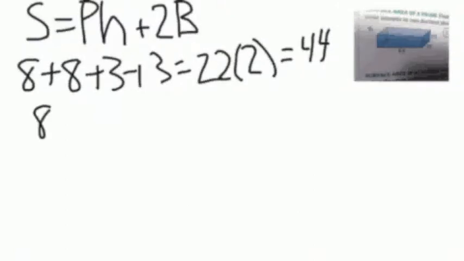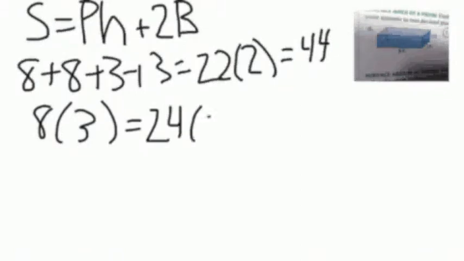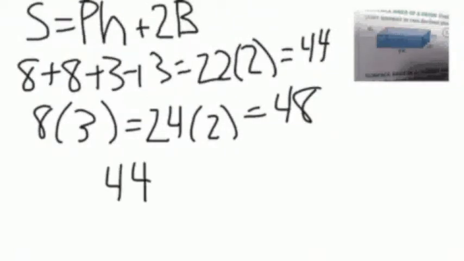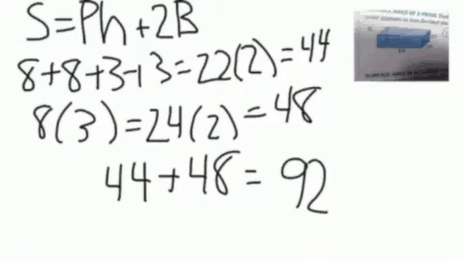Next, you're going to find the area of the base, which is 8 times 3, and that equals 24. And you're going to times it by 2 because there are two bases, and that gives you 48. Lastly, you're going to add them together, which is 44 plus 48, and you get 92. So the surface area of this prism is 92 feet squared.